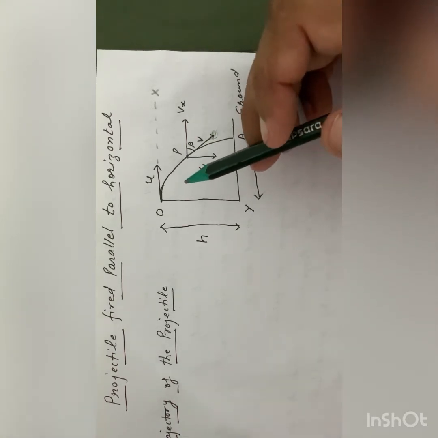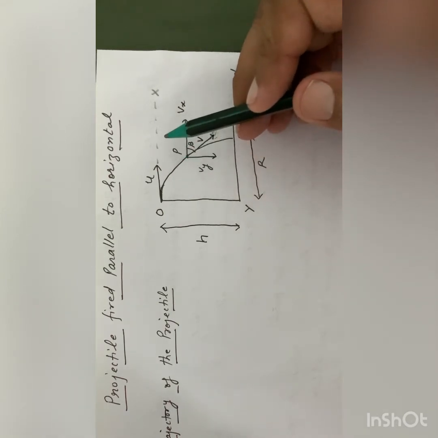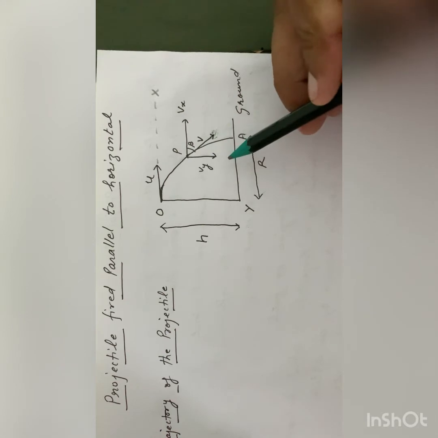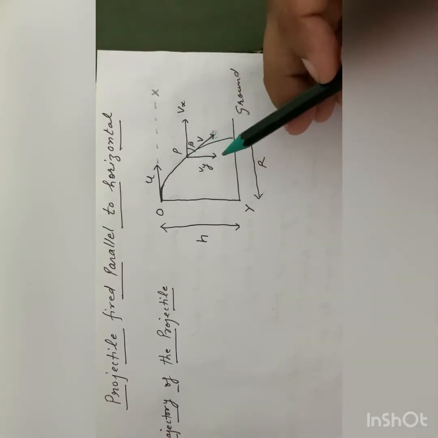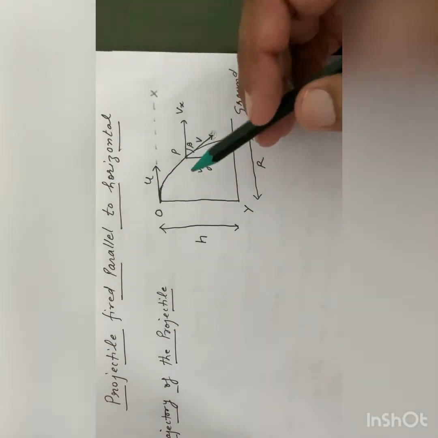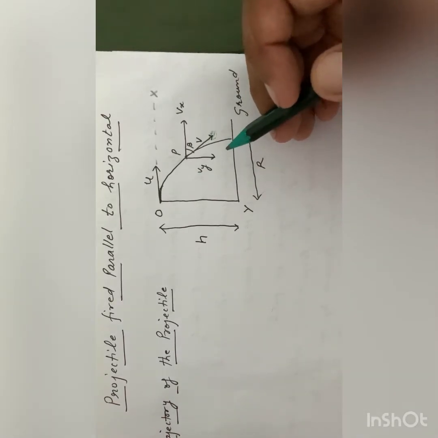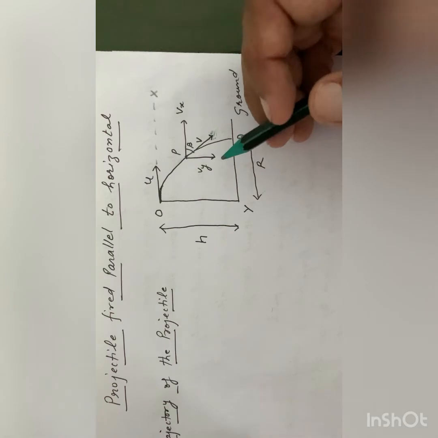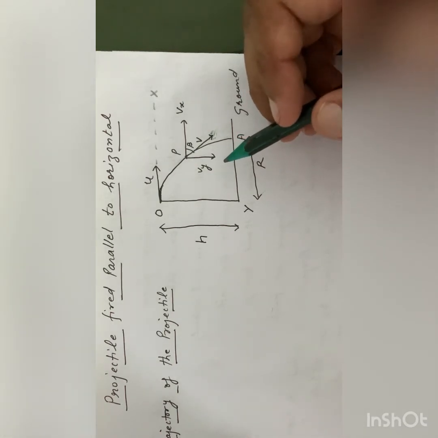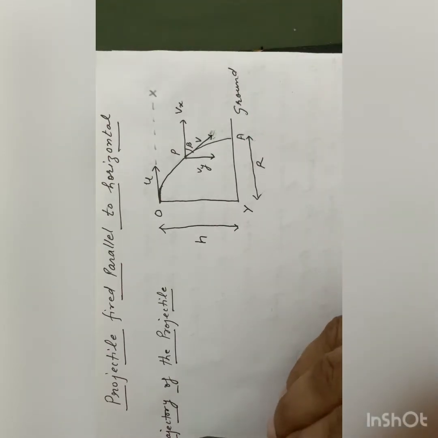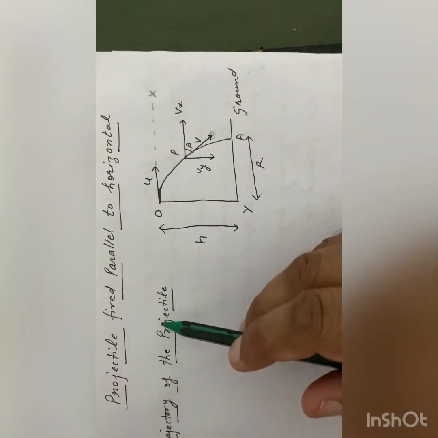First, uniform horizontal velocity u. Second, vertical downward accelerated motion with constant acceleration g. Under the influence of the combined effect of the two motions, the body moves along the path OPA. Now, the trajectory of the projectile.